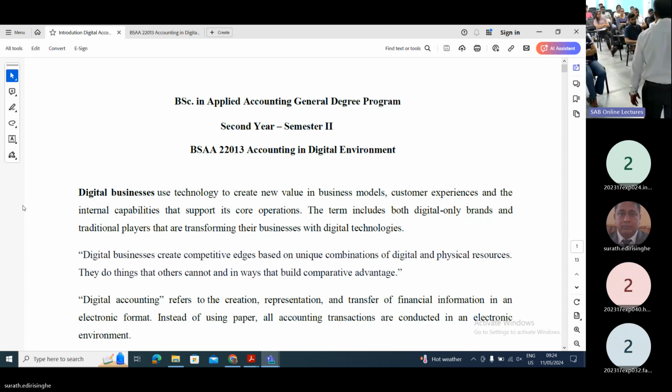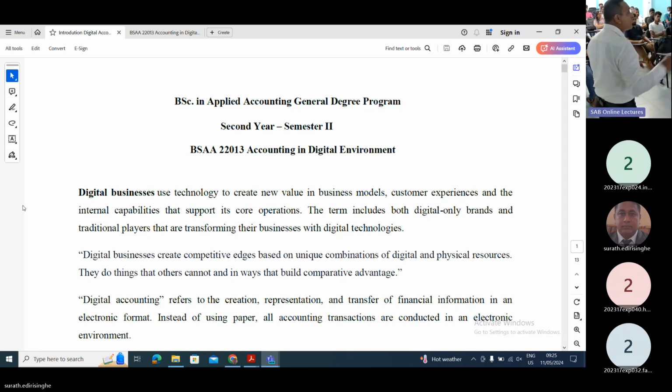We want competitive advantage. Got this point clear? Okay. Now, the digital business creates the word competitive edge.